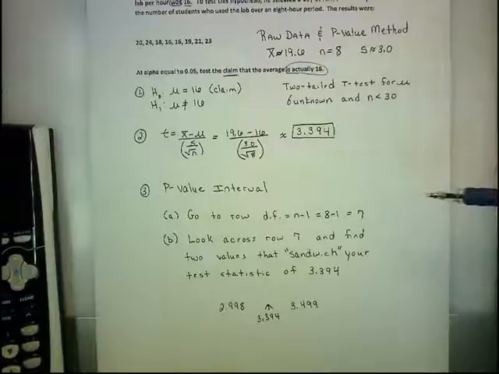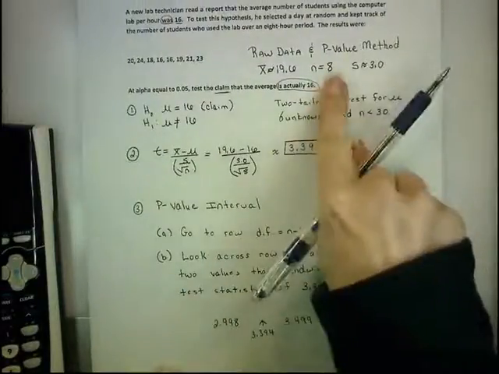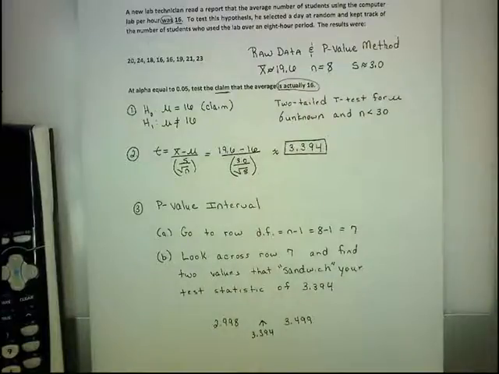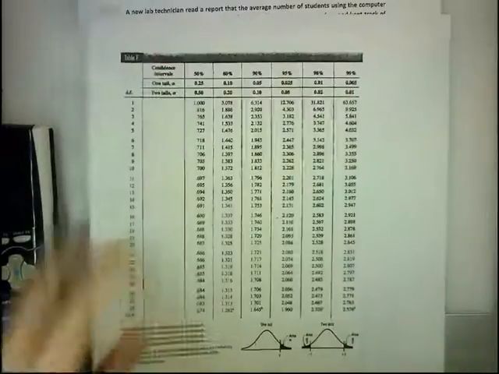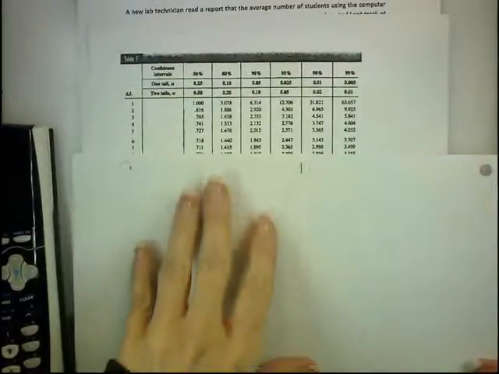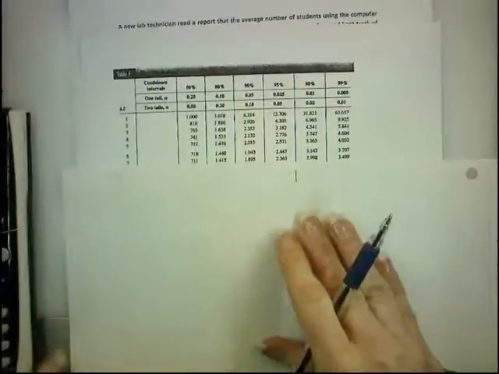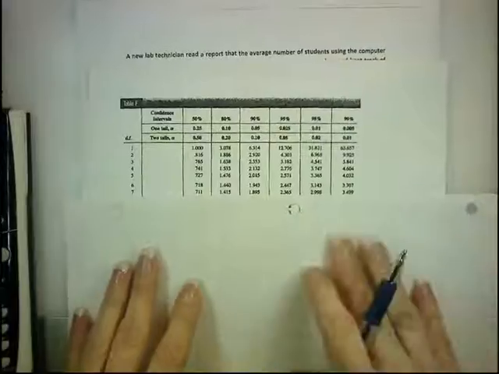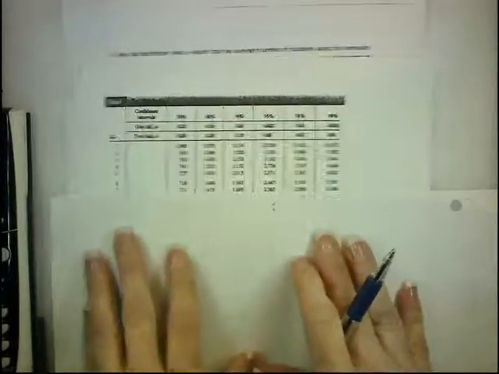P-value interval time from the t-table. You go to row 7 because your sample size is 8, and you isolate it. And you look across that row and you find the two values that sandwich the 3.394. So row 7, 3.394. Now this is a little bit tricky as well.